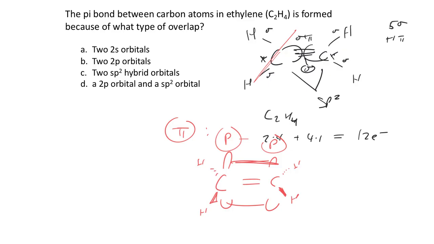So the pi bond between the 2 carbons in ethylene is formed from what type of overlap? It's the overlapping of the 2p orbitals, the two p orbitals. And then the 2 sp2 orbitals, this makes up the sigma bond.